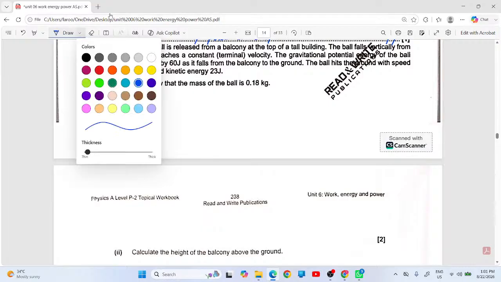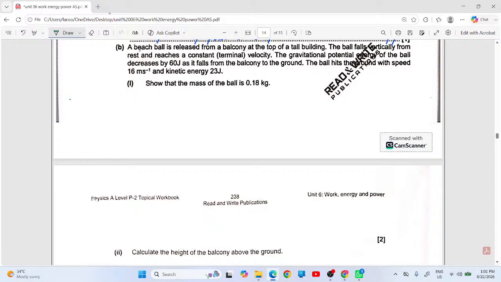Next is question number 6, B part. A beach ball is released from a balcony at the top of a tall building. You drop the ball downward from the building.